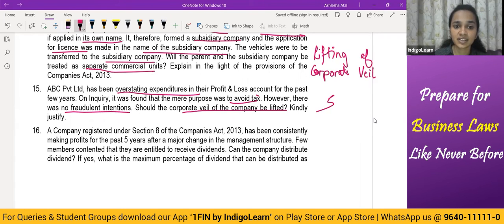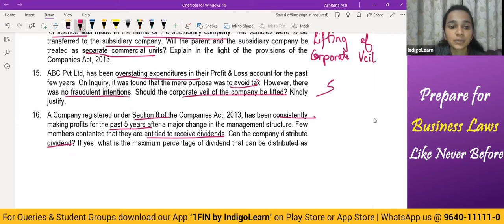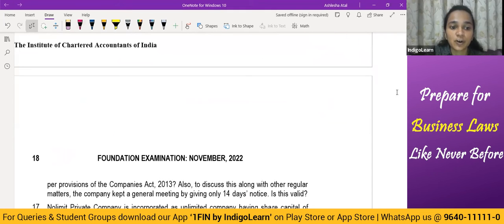A company registered under Section 8 has been consistently making profits for the past 5 years after a major change in management structure. So, a Section 8 company, which is a company formed for charitable objectives, has been consistently making profits for the past 5 years. A few members contended that they are entitled to receive dividends. Can the company distribute dividend? If yes, what is the maximum percentage of dividend that can be distributed as per the provisions of the Companies Act 2013? Also discuss this along with the regular matters.